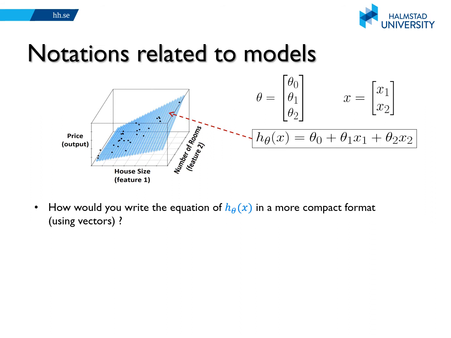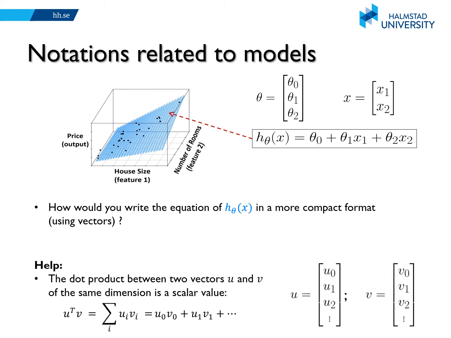Now please pause the video and try to think about the following question. How would you write the equation of h of x in a more compact format, for example using vectors? If you need more help, just know that you can use the dot product between two vectors. So if you have, for example, two vectors u and v, and they are of the same dimension, so they have the same number of elements, then the dot product of u and v is just a scalar value.